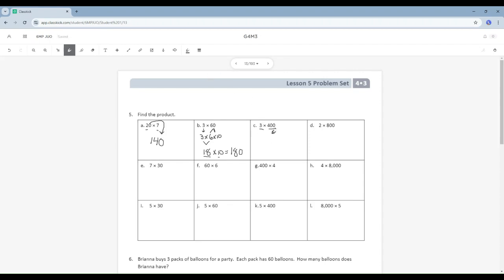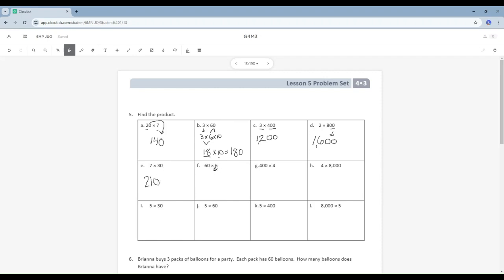3 times 400, I'm going to think 3 times 4, which is 12, with these 2 zeros in my answer to make 1,200, or 12 hundreds. 2 times 800, 2 times 8 is 16, and these 2 zeros are coming along, so I end up with 1,600. 7 times 3 is 21, but 7 times 30 is 210, that extra 0.